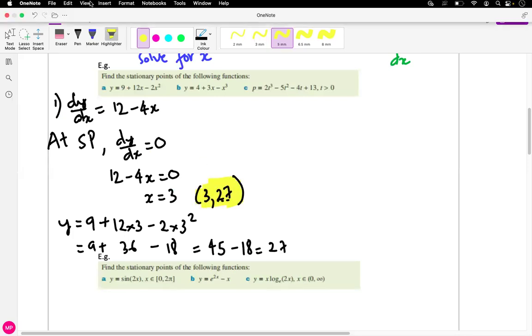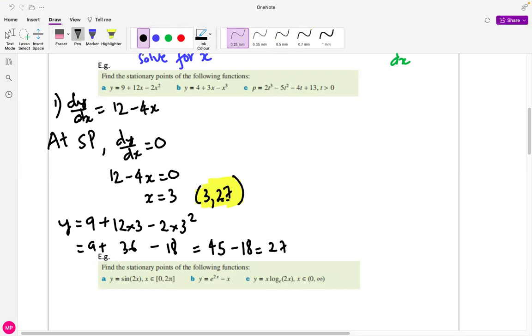And it makes sense because you can see that the graph we are dealing with is a parabola, and it's negative, so it's an upside down parabola. The maximum point here, the stationary point that we have here, is 3, comma 27. Okay.